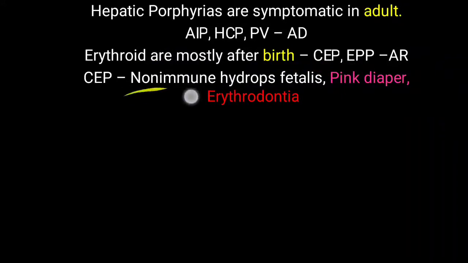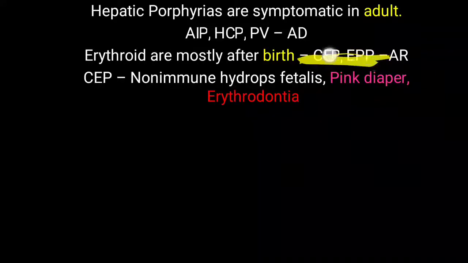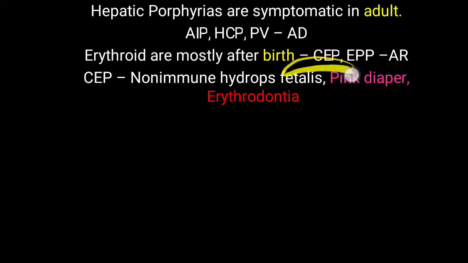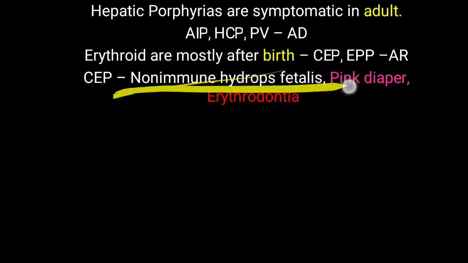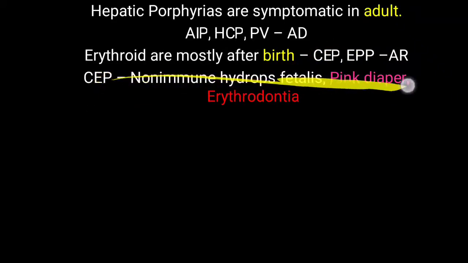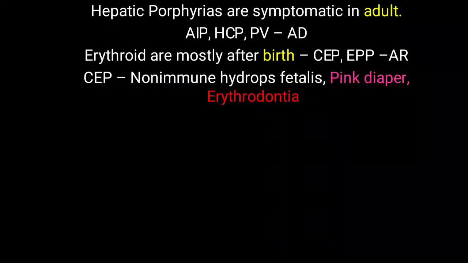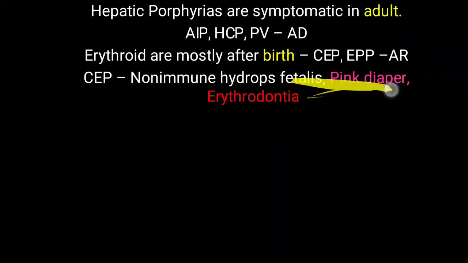Further, congenital erythropoietic porphyria is typically an erythroid variety seen just after birth. So here what is seen? Non-immune hydrops fetalis. That is seen in congenital erythropoietic porphyria. The most common erythroid porphyria is erythropoietic protoporphyria. But whenever there is congenital erythropoietic porphyria, there is non-immune hydrops fetalis, as well as, due to the presence of this porphyrin, pink diaper. So generally in a newborn baby there is a diaper, so a pink diaper will also give an idea.